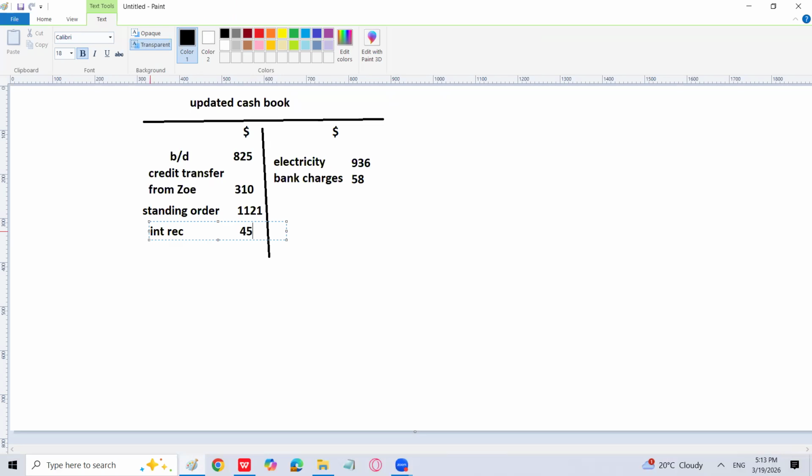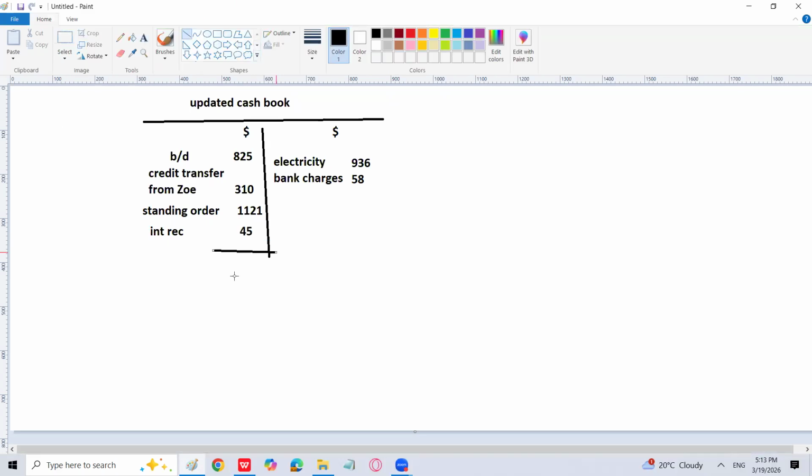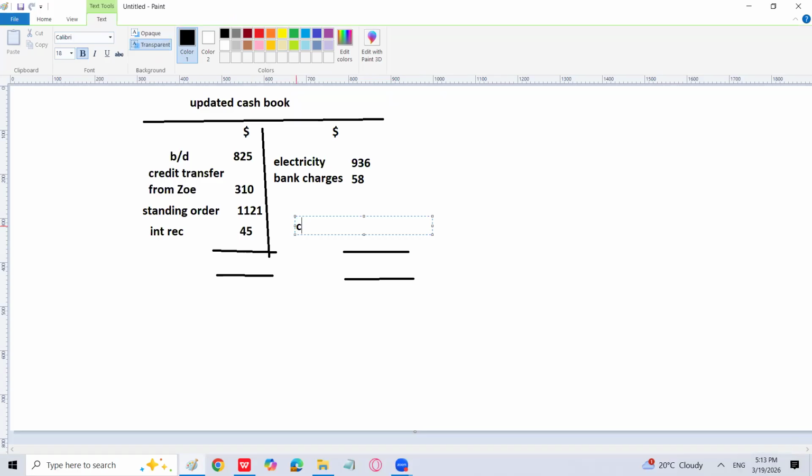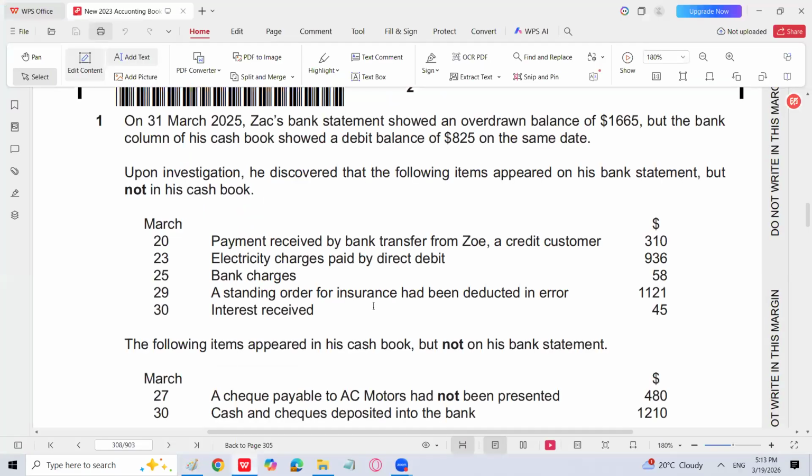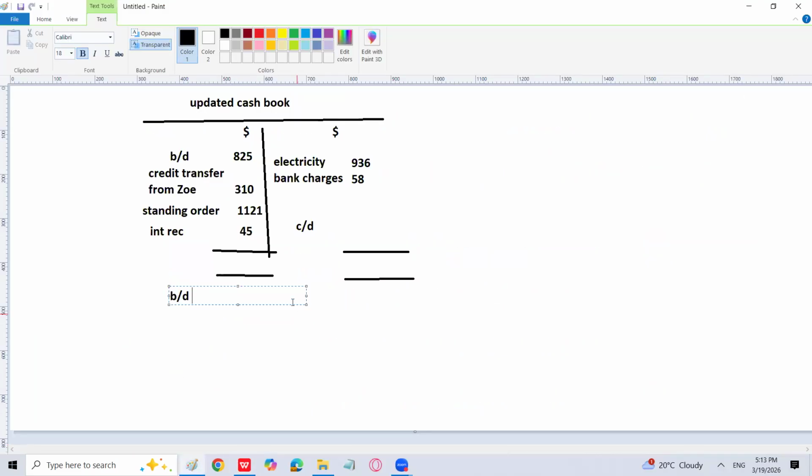Now let's go for the total of the debit side. You are supposed to help me out. And I will write the carry down. Yes, then what is the total of the debit side? I will write the carry down. But first you need to tell me the total of the debit side to find the carried down balance. Because the standing order for insurance had been deducted in error and is not yet rectified in the cash book. So it was credited wrongly, and we have to give it a debit. So what is the total of the debit side now?